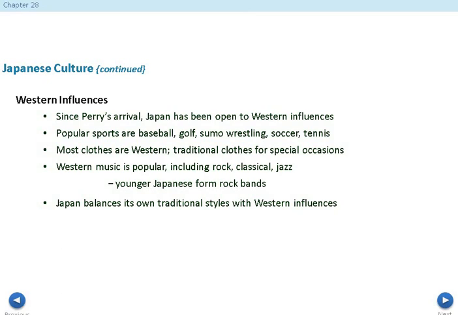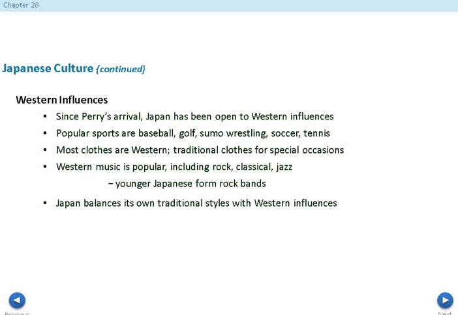Again, that originated in the United States. You're going to see golf, sumo wrestling, soccer, tennis. Golf, soccer, and tennis were developed really inside the United Kingdom. And so you can see these Western influences on Japanese culture. Most clothes are going to be Western, with traditional clothes for special occasions. You're also going to see Western music is popular: rock and roll, classical music, jazz.